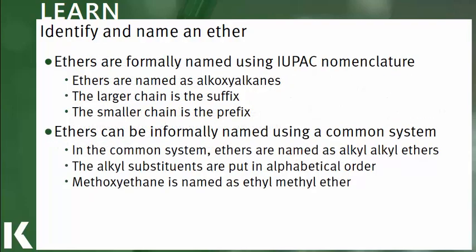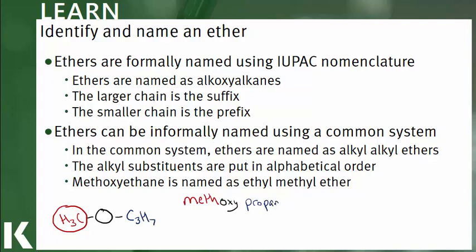To name an ether using IUPAC nomenclature, identify the shorter chain to use as the prefix and the larger chain as the suffix. Let's reuse the example from the last slide to practice IUPAC naming. The shorter chain would be the CH3, and since ether is an alkoxy alkane, the prefix is meth and oxy, so methoxy. The longer chain would be the C3H7, so the suffix is propane. This gives us an IUPAC name of methoxypropane.